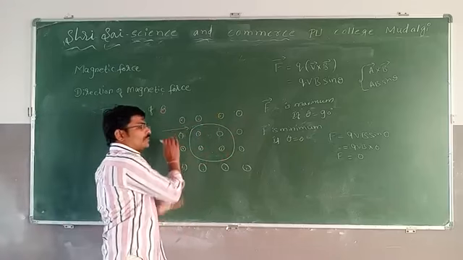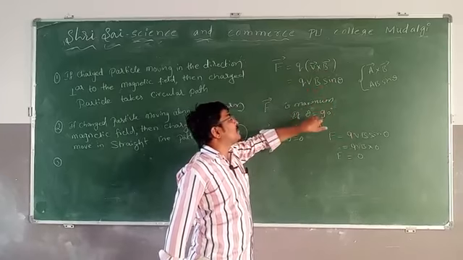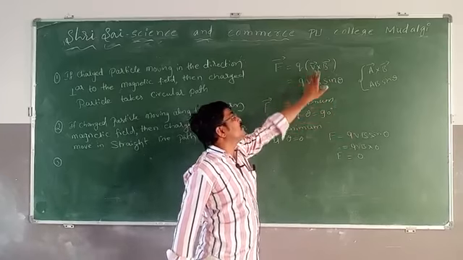If the angle between V and B is 90 degrees, then F is maximum. If the angle between V and B is 0 degrees, F is minimum. If it is in between 90 degrees and 0 degrees, what happens? 0 degrees gives minimum force, 90 degrees gives maximum force. If in between 0 and 90 degrees, what is the force and what is the path of the charged particle?